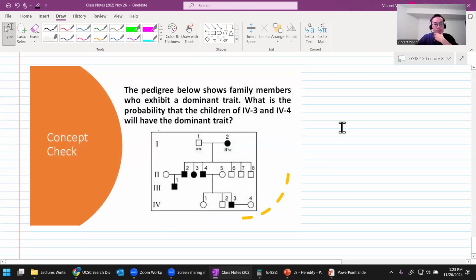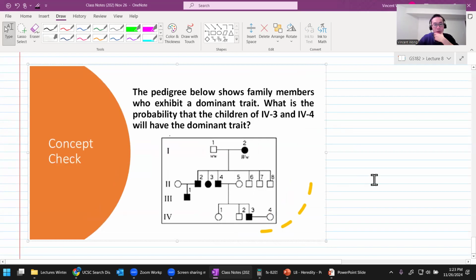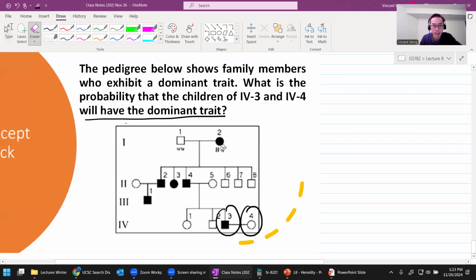All right, here's another question. The pedigree below shows family members who exhibit a dominant trait. What is the probability that the children of 4-3 and 4-5 will have the dominant trait? Okay, so it already tells you in the question that this person is big W, small w, and this is small w, small w.